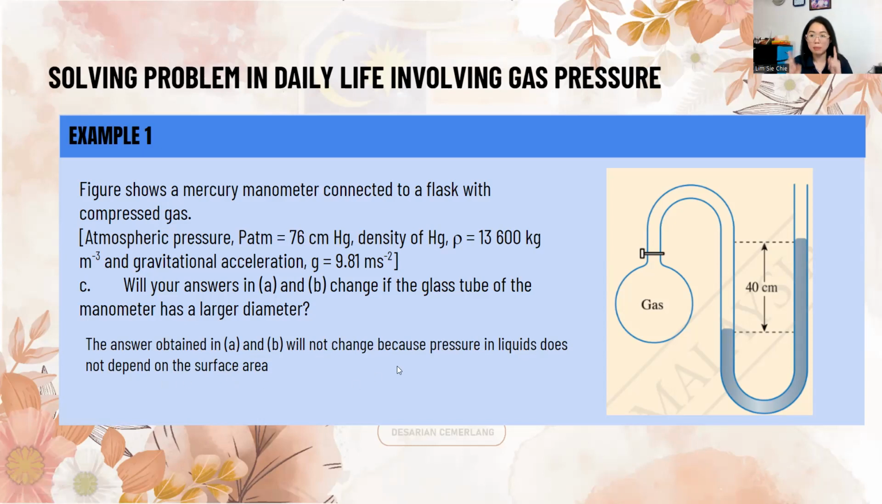Remember, right? When I taught you about pressure in liquid, I gave you the diagram where you have different shapes of the tube, and then after that the water is static. So the pressure will be the same. So that's why you will have no change in the pressure, because the pressure in liquid does not depend on the surface area. Okay, all right, now I move on.